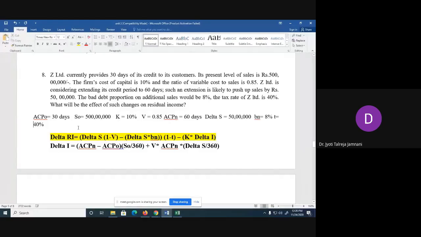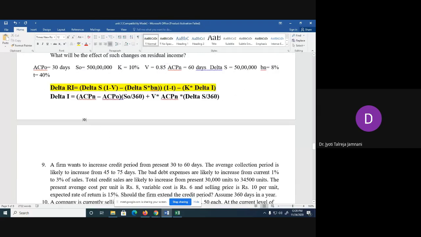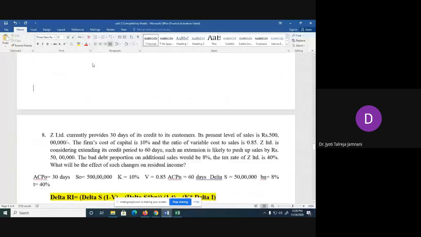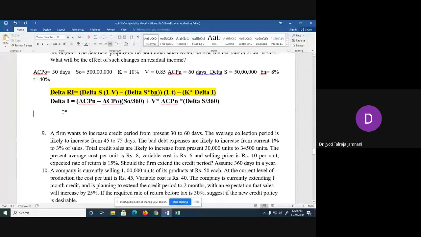Using this, we have to find the delta I and delta RI values. So let's start with delta I first, because it has to be used as working note in delta RI, that is the main formula. So increase in investment is equal to ACPN, that is new average collection period, which is 60 days, minus ACP naught, the old average collection period, that is 30 days, into bracket S naught divided by 360.